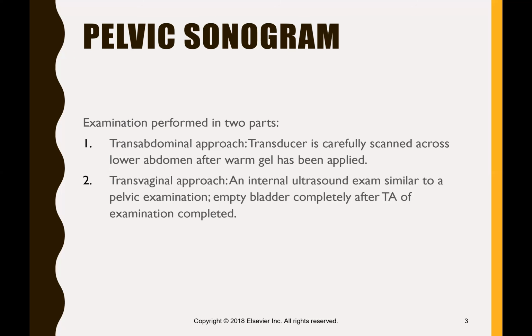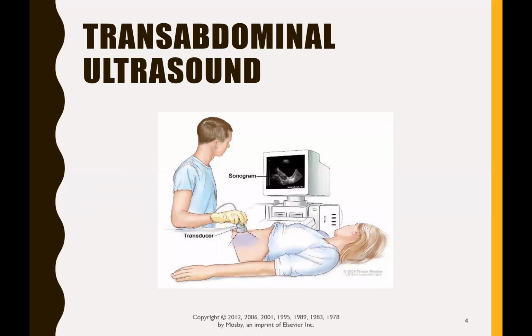So when you guys are practicing on each other, you need to fill your bladder up, drink 32 ounces of water like an hour before, and that will help you have good windows to be able to see the uterus and ovaries. This is a picture of the transabdominal ultrasound. You can see that the sonographer is on top of the belly and he's looking at the ovaries, and this big black hole right there, that's the bladder. So this patient's bladder is full.